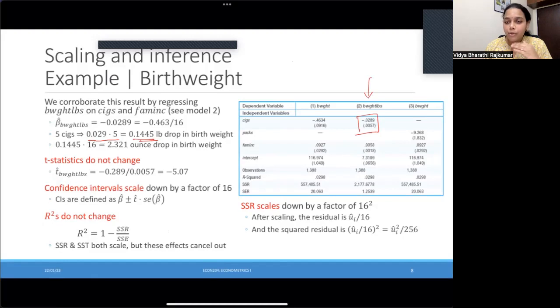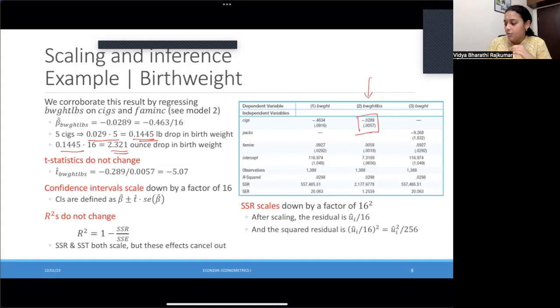Now, we can very fluidly move from pounds to ounces and back. 0.1445 pounds, if you multiply it by 16, you get the answer 2.321 ounces, which is similar to the result we saw earlier. So the story matches up. So even if your beta hats are now rescaled, the underlying intuition or interpretation stays the same. Let's see what's happening to the standard errors.